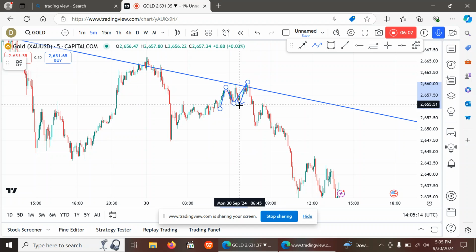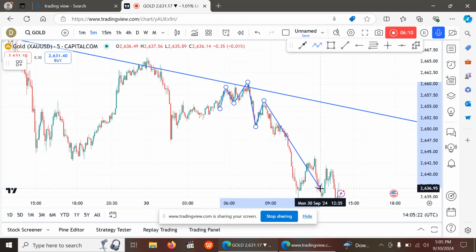Then you see the market came and broke this. Having broken it, it mitigated our zones. Then after it dropped. That was this. This is how you can get zero drawdown trades on this.